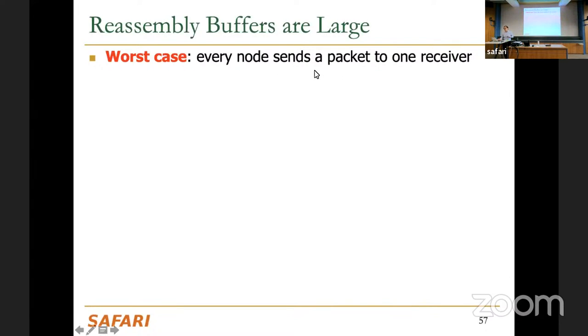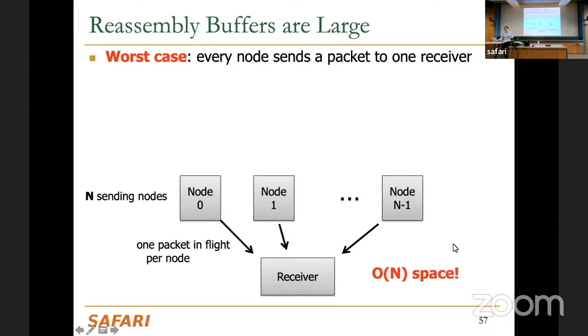Worst case, every node sends a packet to one receiver. So you're basically congesting. This is also called hotspot traffic, and hotspot traffic is actually quite worse. Basically you have a hotspot, everybody sends something to that hotspot, and the receiver now needs to have all order of n space, because assuming there's one packet in flight per node, it's order of n, and then you multiply it by the number of packets, clearly.